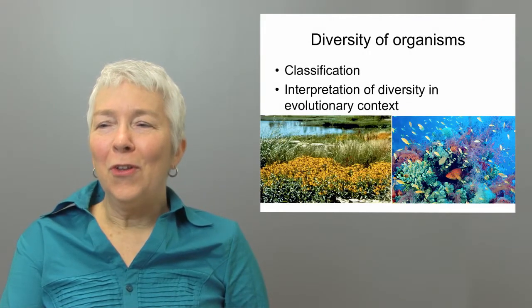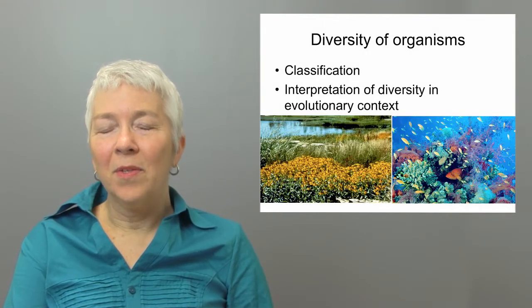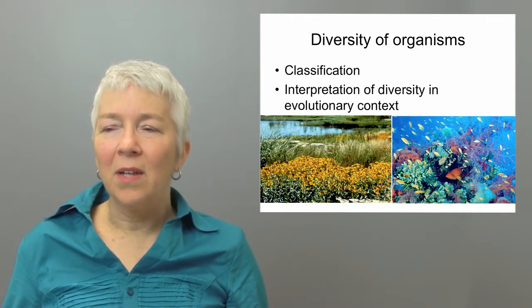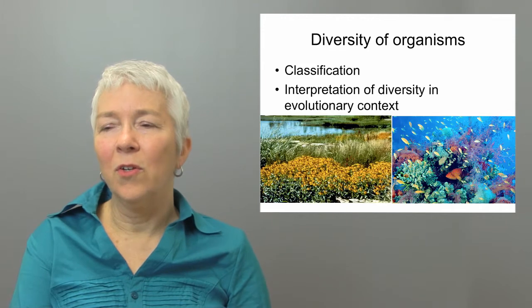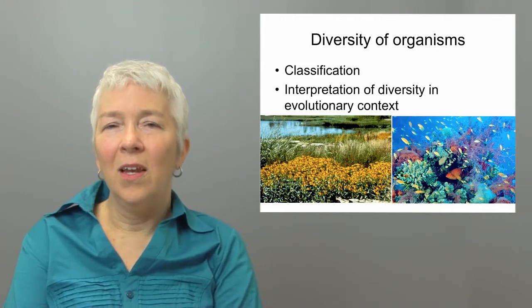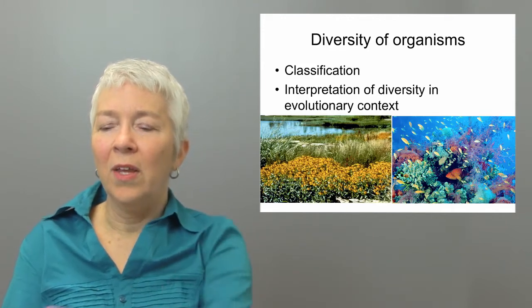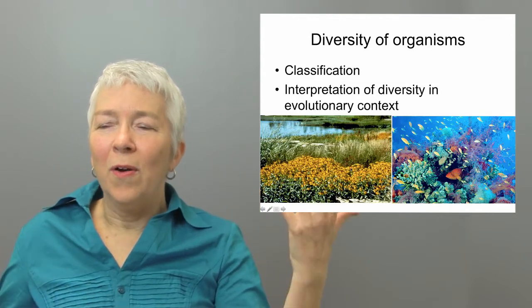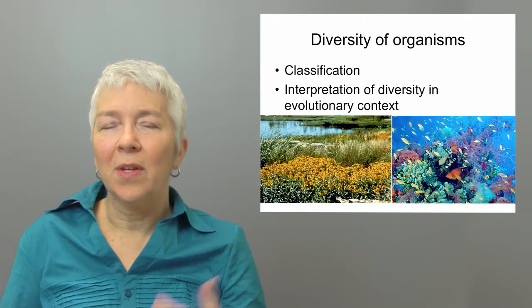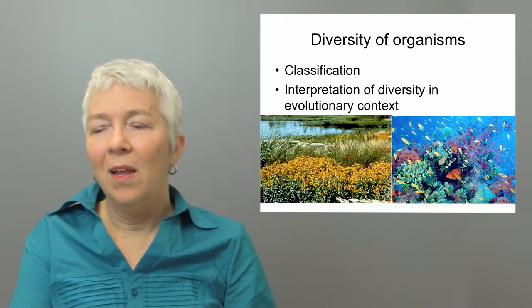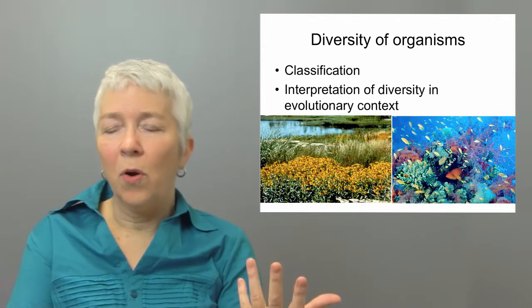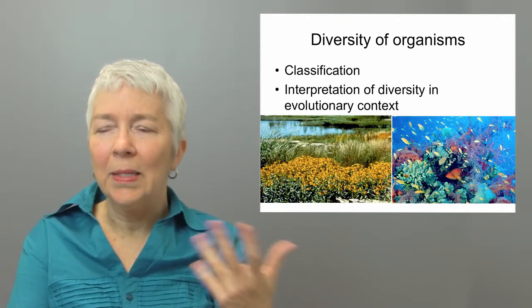We're now going to consider the diversity of organisms, and specifically we're going to consider how the diversity of organisms is classified, and then we're going to consider interpretation of this diversity in an evolutionary context. If you look at the pictures on the screen here, it will remind you that organisms come in a variety of different shapes and sizes and types, and some are terrestrial, some are aquatic, some are vertebrates, some are plants.